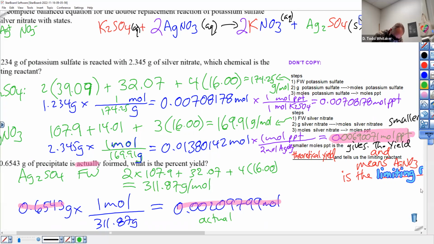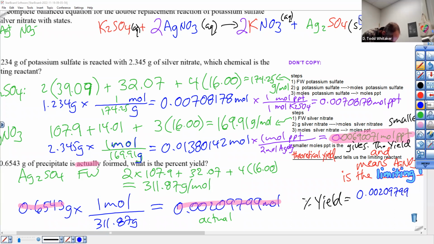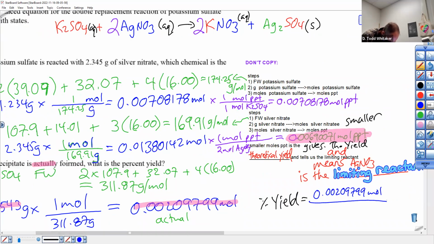percent. Therefore, remember how to do it? Actual, what you got, over what you could have got. Moles over moles. What you could have got, 0.0069. Yes, a little under 33%. It's not as terrible as I thought. It is a pretty low percent yield, though.